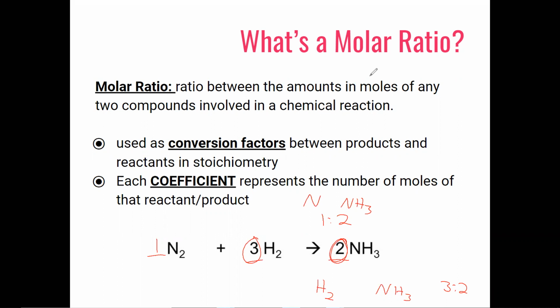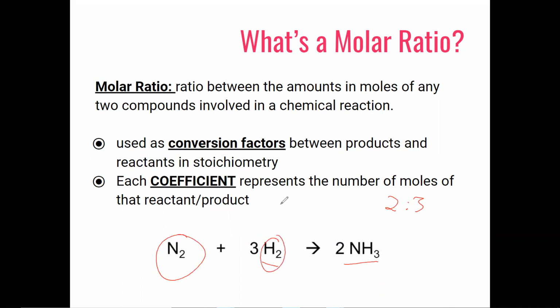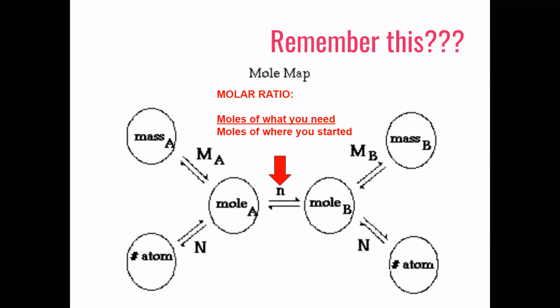You could even do this backwards, you guys. I might ask you, okay, well, what's the ratio of ammonia to hydrogen? In which case you would tell me 2:3. I might ask, what's the ratio of hydrogen to nitrogen? And you would tell me 3:1. That is how easy figuring out that molar ratio is, okay? But we're going to use that to do other calculations.